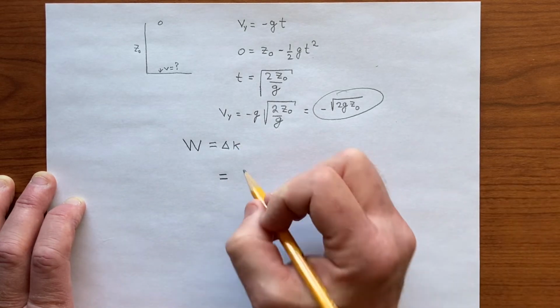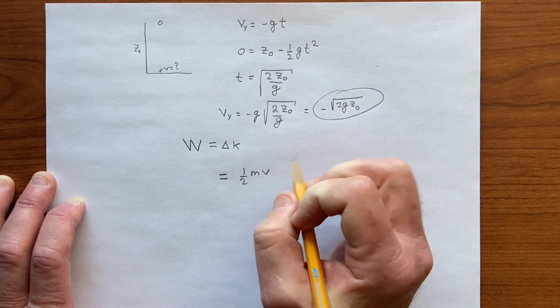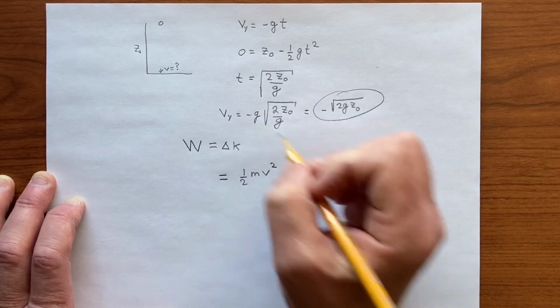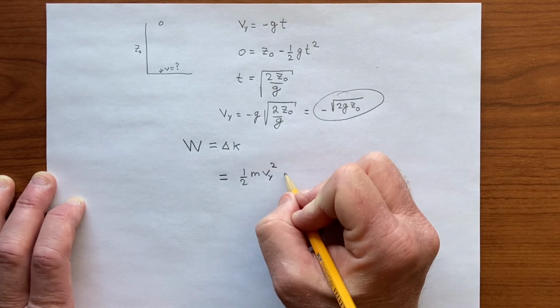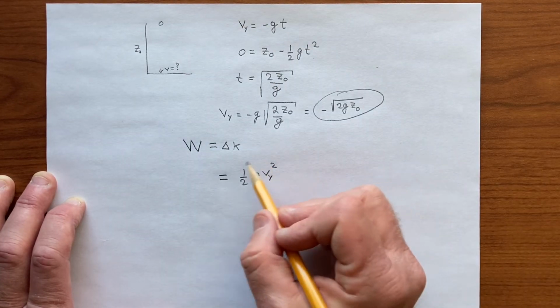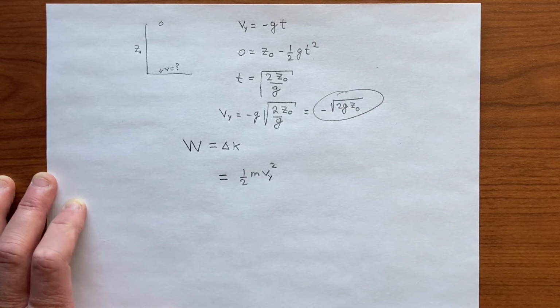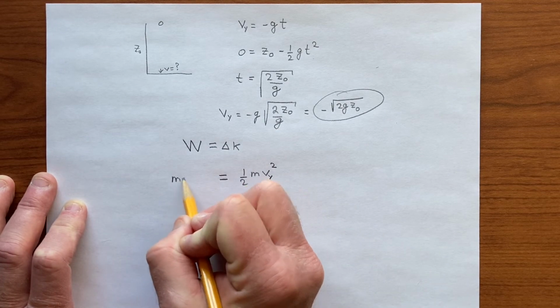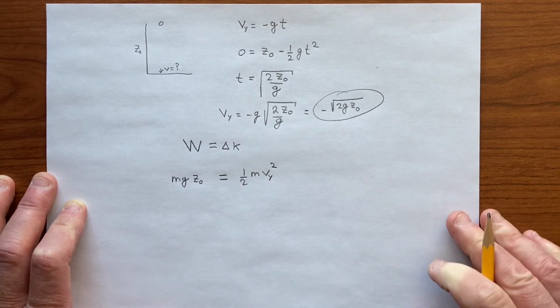right-hand side looks like final, which is 1/2 times the mass times the speed squared. And we call it Vy, so let's call it Vy here, minus the initial, but there is no initial because it starts from rest. So delta k looks like that. It's just a final kinetic energy. And the work is, of course, the integral of the force over the distance, and we know that this is just mg times the height, which is z naught in this case, force times distance.